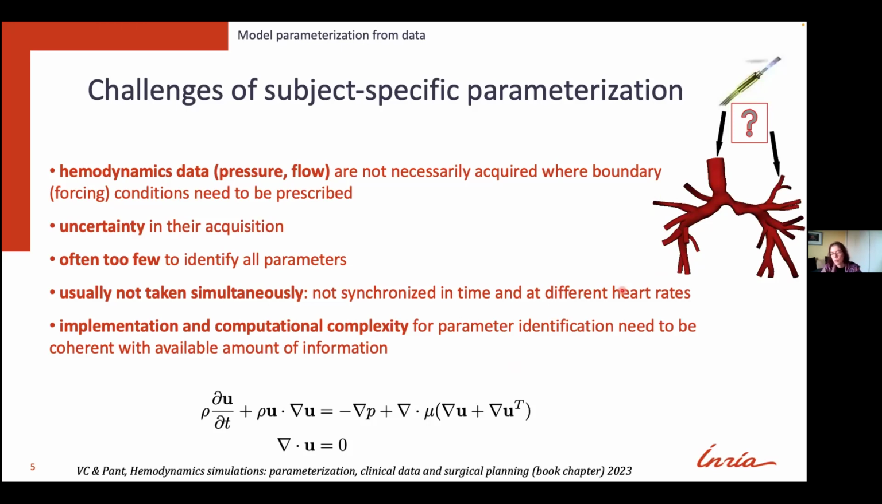So we may have pressures that are measured in the cath lab, and then flow rate or imaging data that are taken in the MRI suite. So they may even be taken at different heart rates, so at different states of the overall system. And then from a numerical point of view, there is the computational complexity to identify the parameters of the model. So here the 0D resistances, capacitances, and inductances.